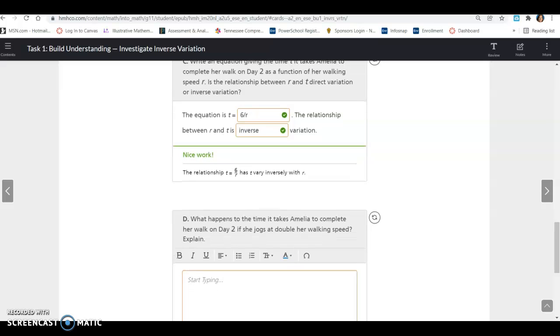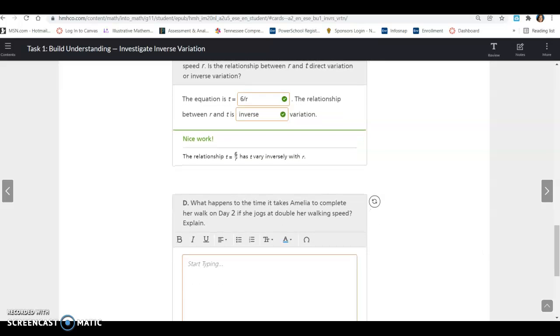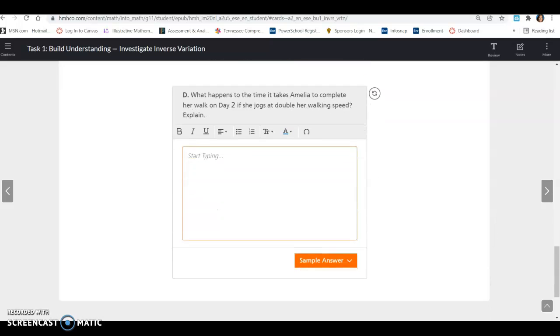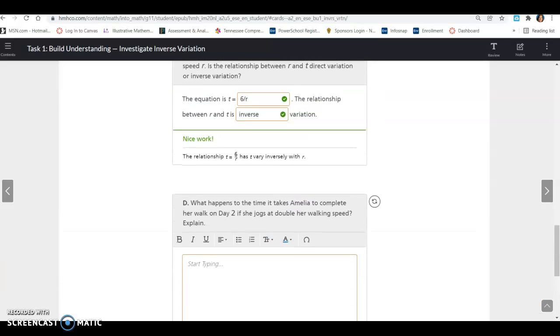All right, what happens to the time it takes Amelia to complete her walk on day 2 if she jogs at double her walking speed? All right, if she goes twice as fast, it will take her half as long. So it's inverse related. So if instead of walking, she jogs and she doubles her speed, that means it would take her half the time to do the same distance. All right, if you have any questions about task 1, please let me know.